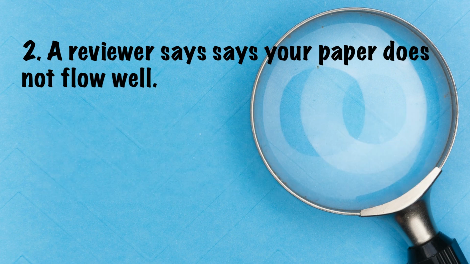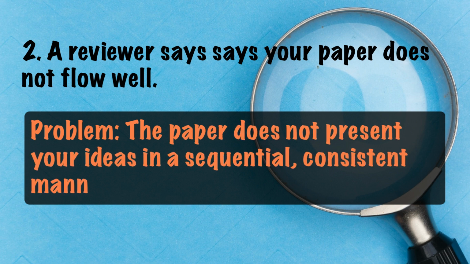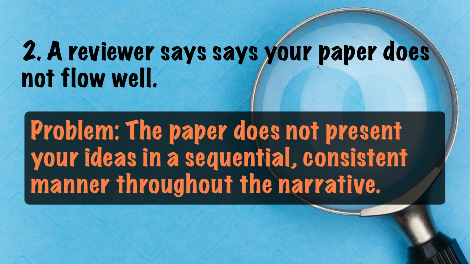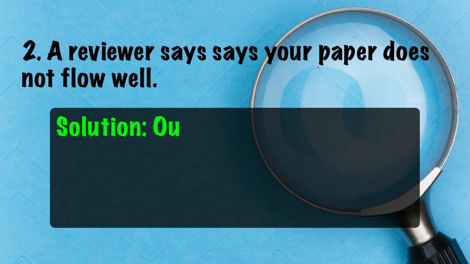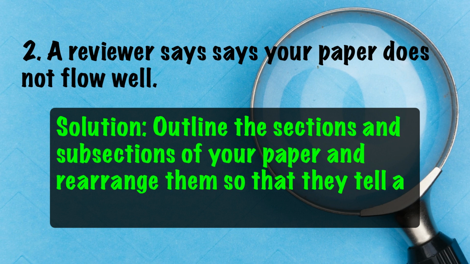A reviewer says your paper does not flow well. This comment suggests that you have not structured your paper so that your ideas are presented in a sequential, consistent manner throughout the narrative. The solution is to outline the sections and subsections of your paper and rearrange them so that they tell a coherent story. Then flesh out each subsection with well-structured paragraphs, each one with a topic sentence focused on an important point.